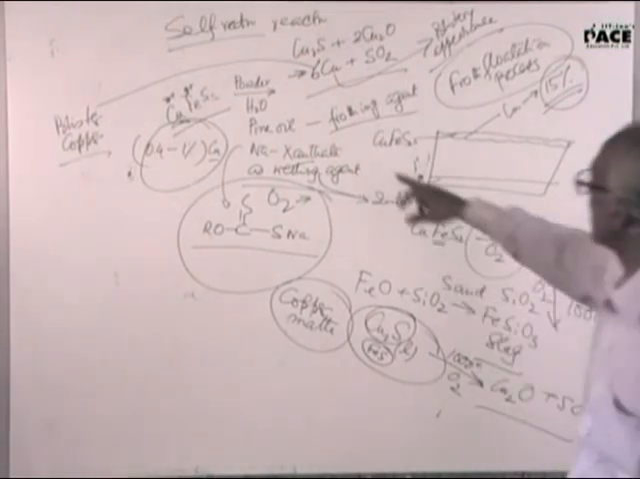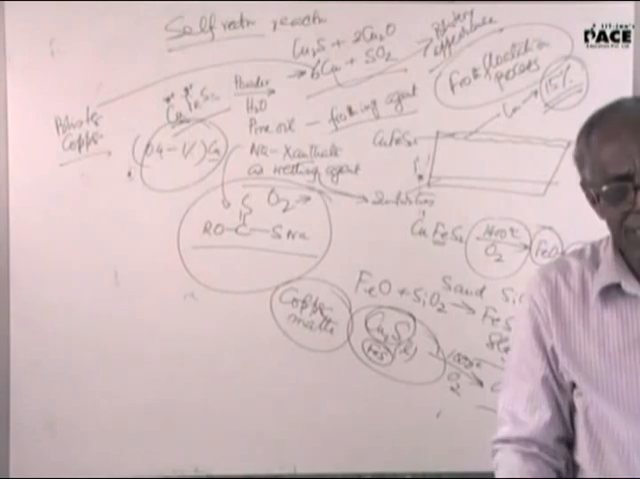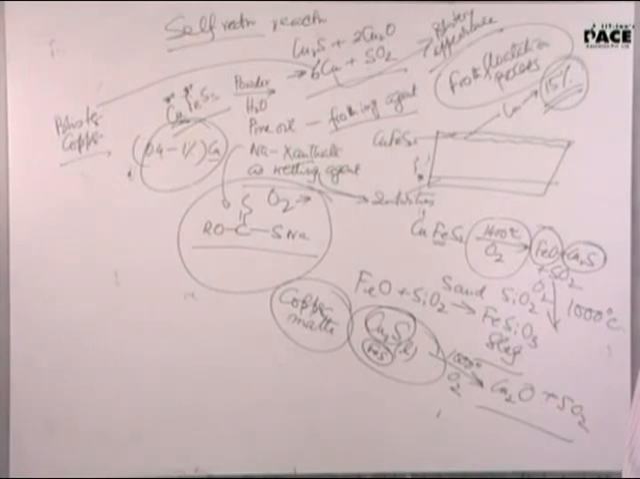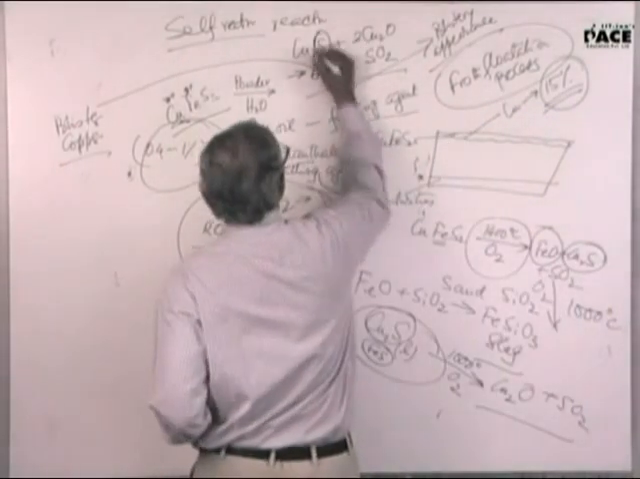Copper is getting reduced. +1 to 0. How do you say Cu+ is acting as a reducing agent? Copper is getting reduced from +1 to metal 0. Which is getting oxidized? Sulfide ion. Yes.